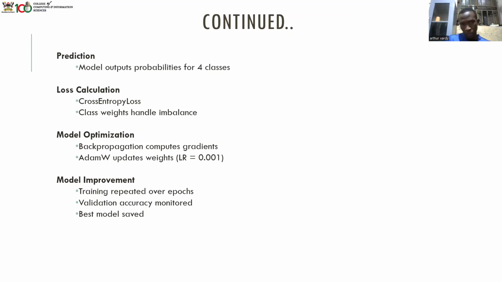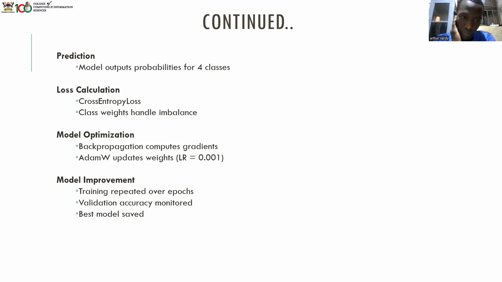Then the optimization, we have the backpropagation. Under model optimization, backpropagation computes the gradients. When I talk about backpropagation, it is the algorithm used to train the model. This one helps us to update the weights, and it helps us to determine the prediction errors to see how far our model is in learning.